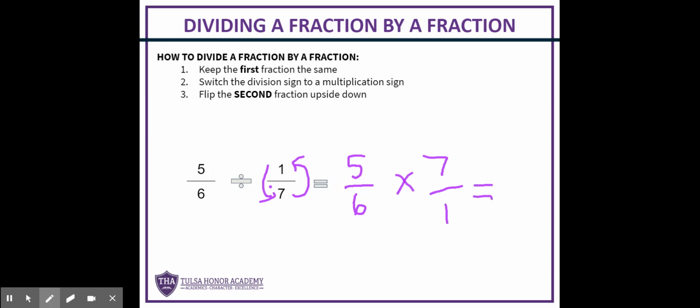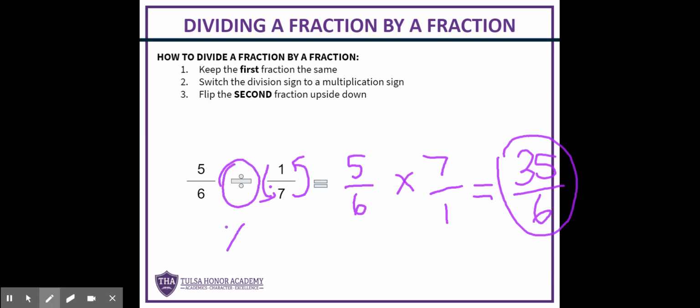And then when we multiply fractions, we just multiply straight across. So 5 times 7 is 35. And 6 times 1 is 6. So our answer is 35/6 for this problem. And remember, we only flipped the fraction because we started with division. If we had started with multiplication, we wouldn't have flipped the second fraction.